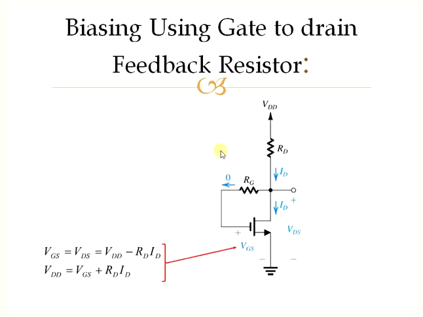Moving on, biasing using a drain to gate feedback resistor. The large feedback resistance RG, in the order of megaohms, will force the DC voltage at the gate to be equal to that of the drain. So we have VGS equal to VDS, the drain to source voltage, and applying KVL we can compute VGS equal to VDS to be equal to VDD minus ID into RD, and this equation can be written as VDD equal to VGS plus RD into ID.